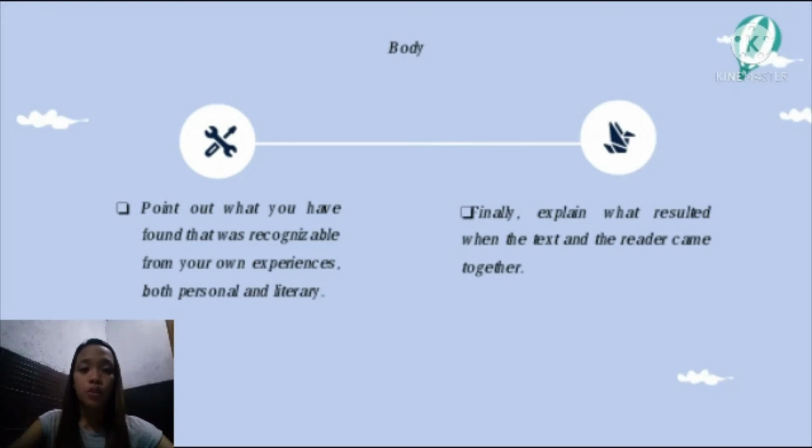Finally, you might want to explain what resulted when the text and the reader came together. You may want to note how the text invites responses by predisposing the reader to read in certain ways. And you might also examine how the images provided by the text are modified by the reader's personal experience. Although the text provides certain norms or values, it is the reader who decides whether or to what degree they should be accepted or rejected.